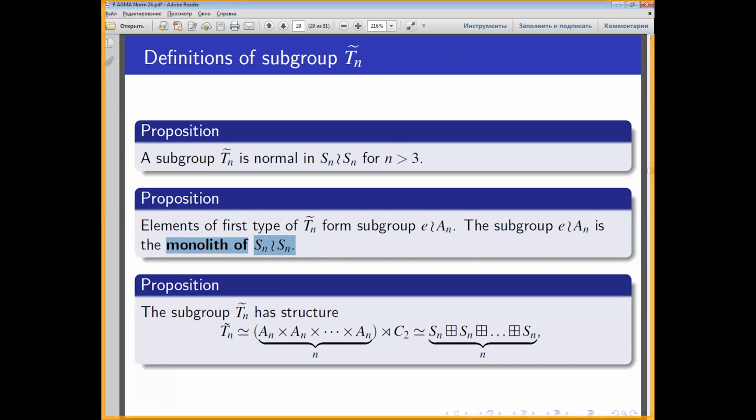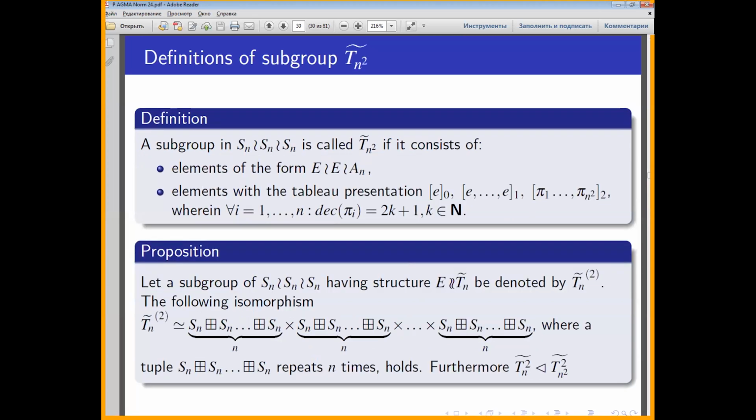And in the general case, the subgroup T tilde N has the structure of such a semi-direct product. Also, it can be presented in the form of a subdirect product of Sn with a special property defined in the previous items. But firstly, I introduced it as a semi-direct product.